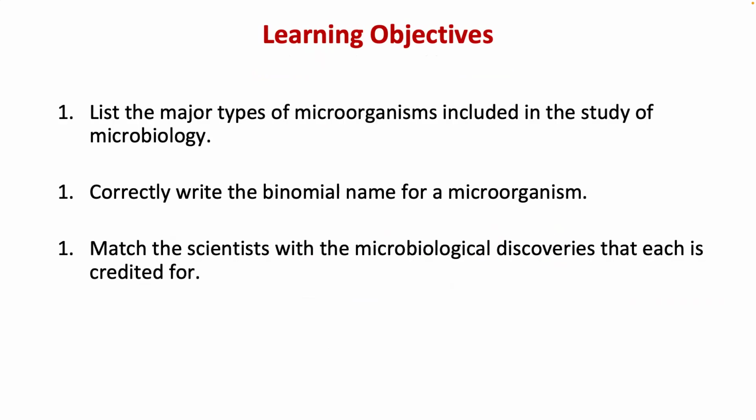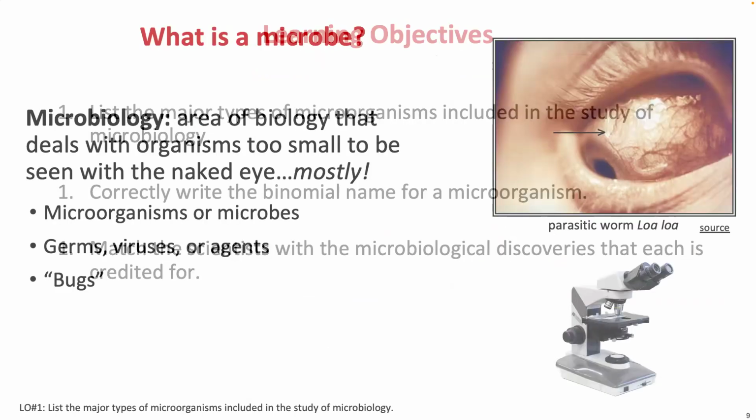So in this course, or basically today, the objectives that we are going to learn today are to list the major types of microorganisms included in the study of microbiology. We also want to learn how to correctly write the binomial name of an organism. And then we also want to match scientists with the microbial discoveries that each is credited for.